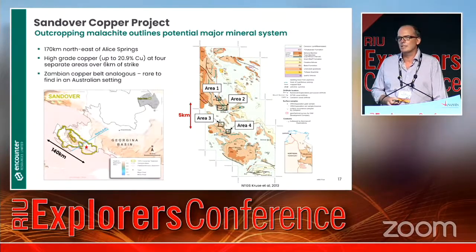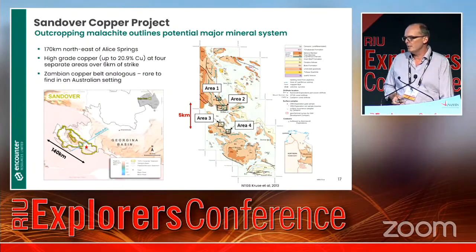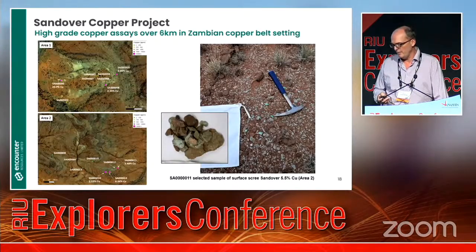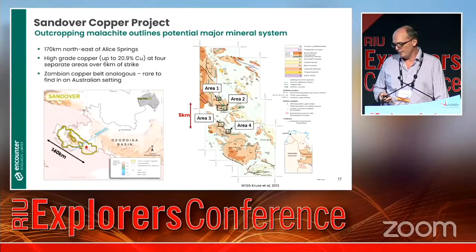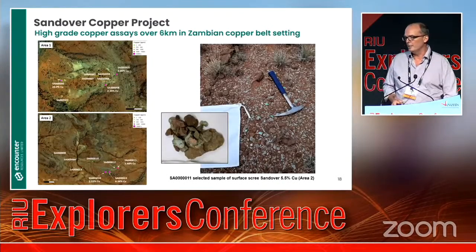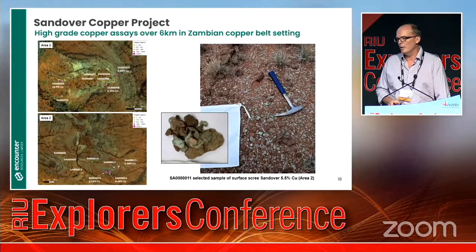It's a Neoproterozoic sub-basin at the southern margin of the Georgina. It looks as close an analogy to the Zambian copper belt as we've seen. We're working with a number of experts in that field. And these are the sort of things we were finding. If you look at those 2 areas, Area 1 and Area 2, there's some aerial photos of the sort of horizon that we were sampling out there, and an image of the sort of float that we're seeing at surface.